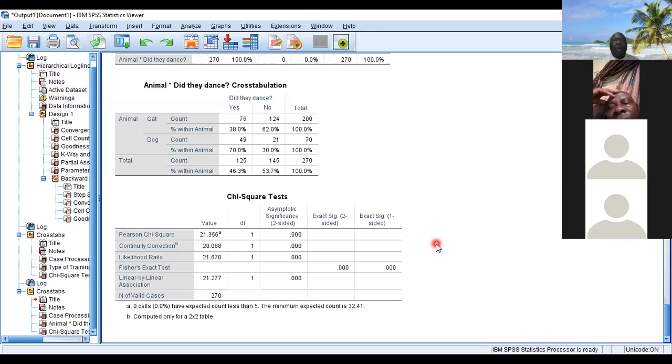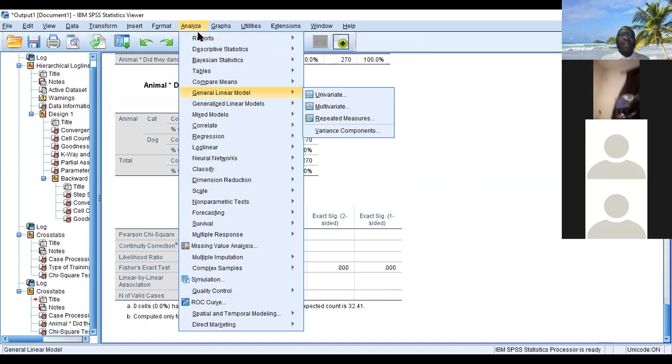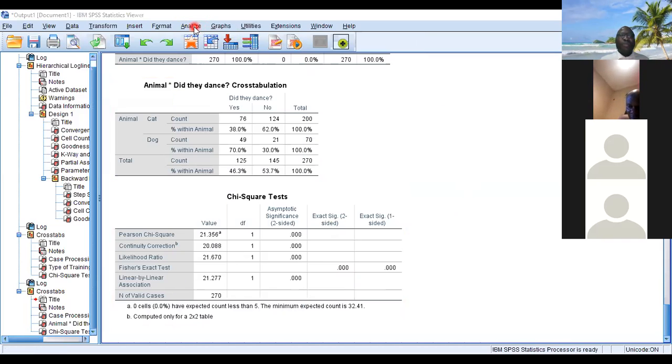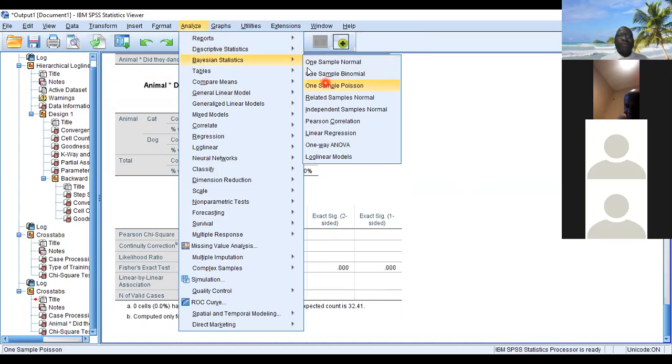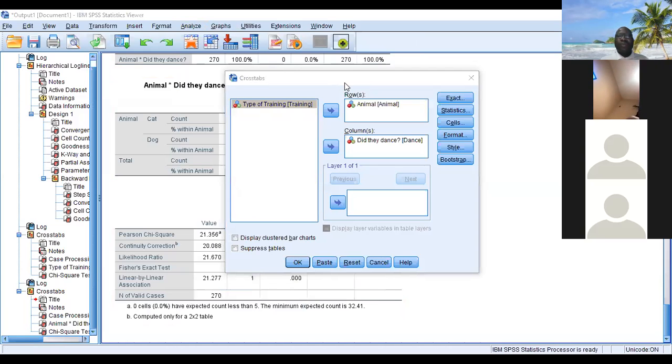So I want us to run again, in this case now, the training and the dance, and let's neglect the animal. Let's see. If there's any question, please people should let me know. Any question?